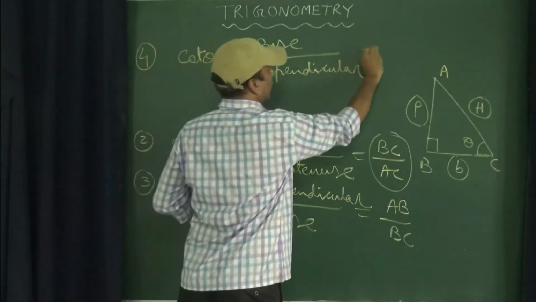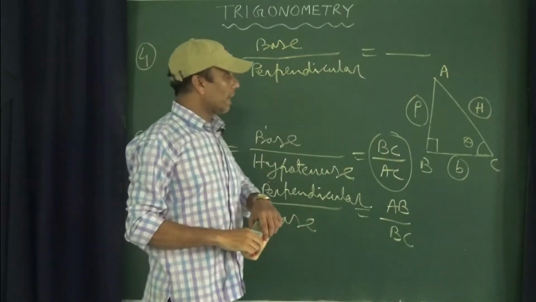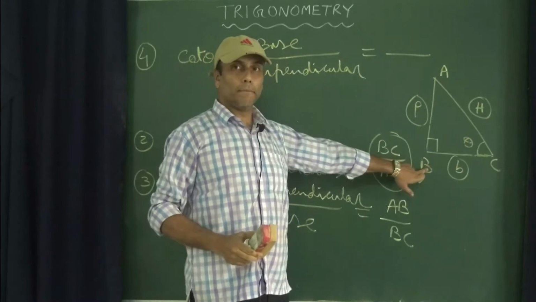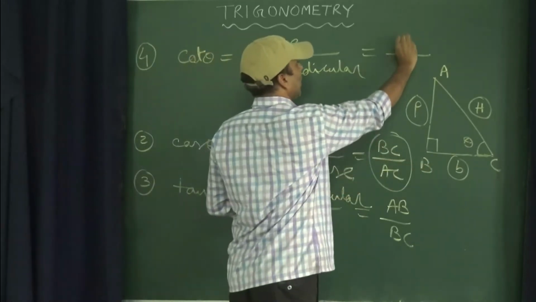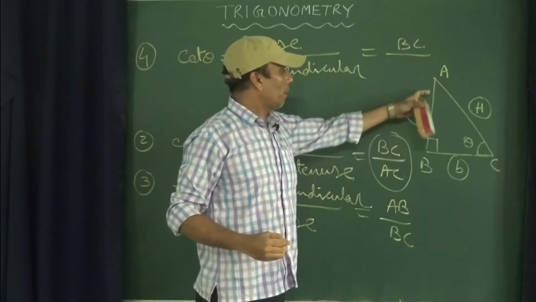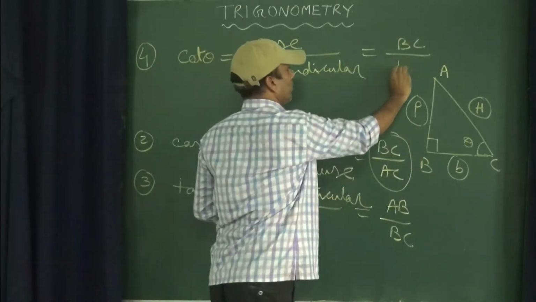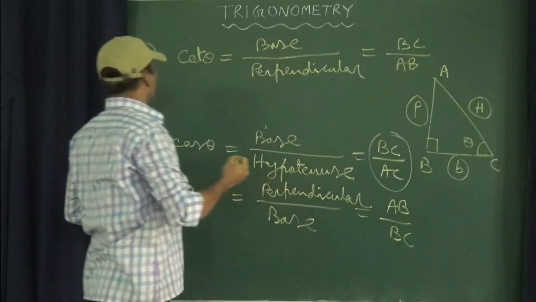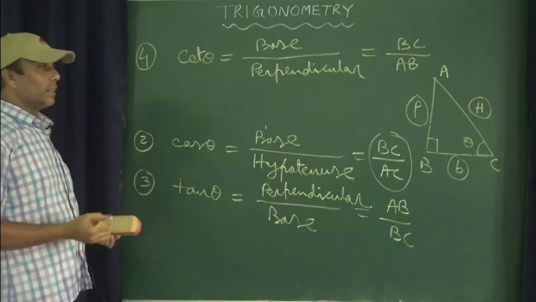Base by perpendicular. And according to this diagram, base name is BC. So it is BC divided by perpendicular. Perpendicular's name is AB. Sin, cos, tan, cot.